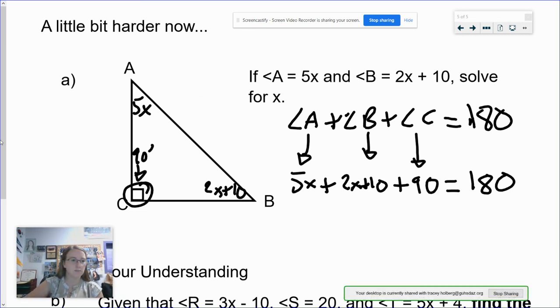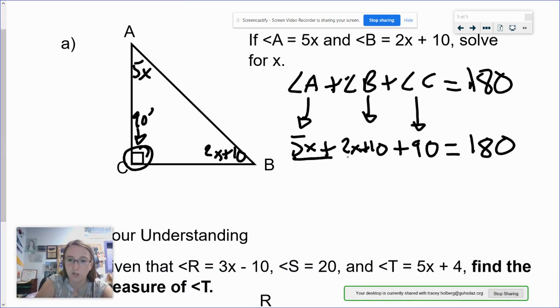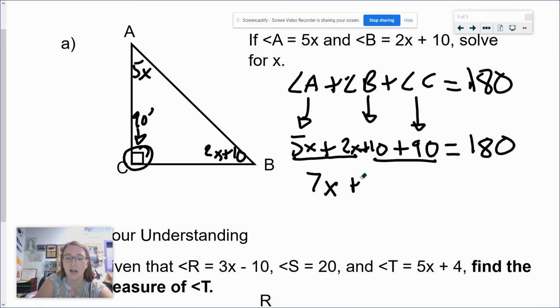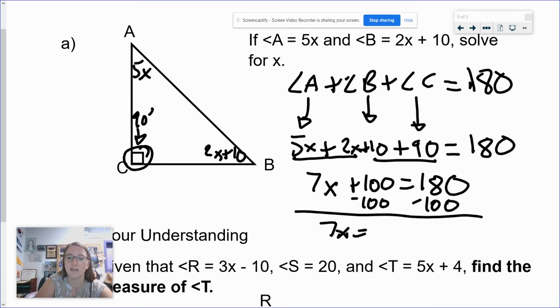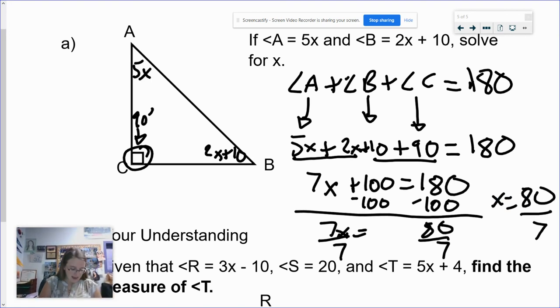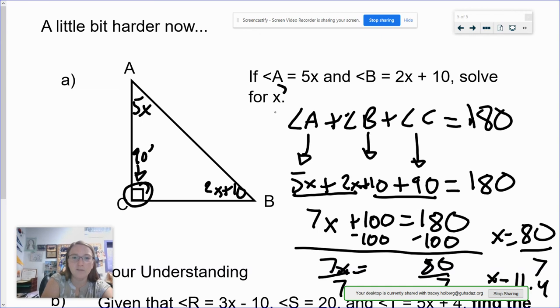Okay, let's check. Because again, sometimes we struggle with, even though we have the equations correct, we can't solve it. Combine like terms. 5x plus 2x is 7x. 10 plus 90 is 100 equals 180. You should subtract 100 over. This is going to give us a decimal, I believe. This isn't going to come out evenly. Divided by 7. I'm going to go ahead and leave it like that, 80 over 7. But as a decimal, that is 11.4, something like that. X equals 11.4, and we solved for what they wanted us to.